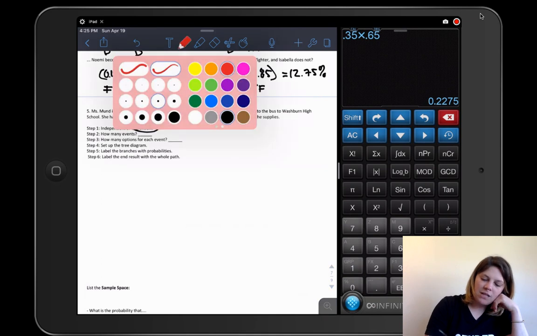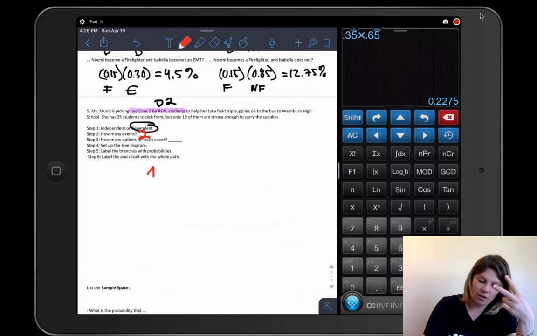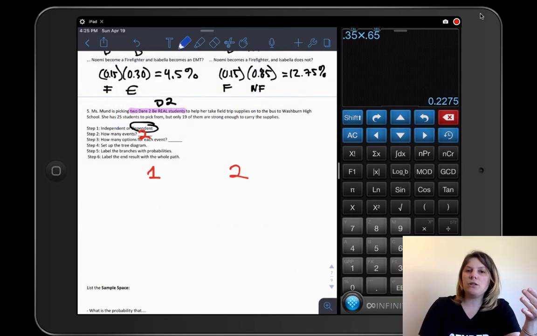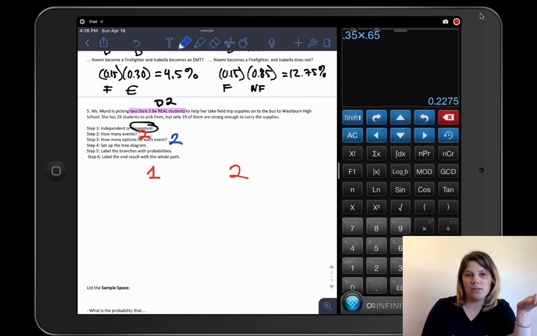So how many events are there? You need to pick 2 people to carry, right? So you're picking 2 people, so there's 2 events. So we're going to have column 1 and column 2. How many options are there for each event? Well, you might get a little confused because there's 25 students to pick from, right? But what do we care about? All we care about is if they're strong enough or not strong enough. So we're going to say there's only 2 options for each event.